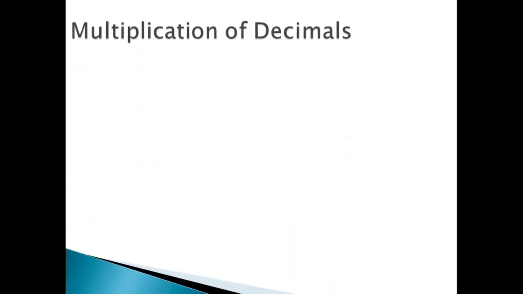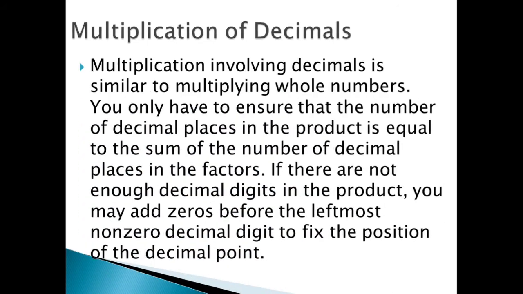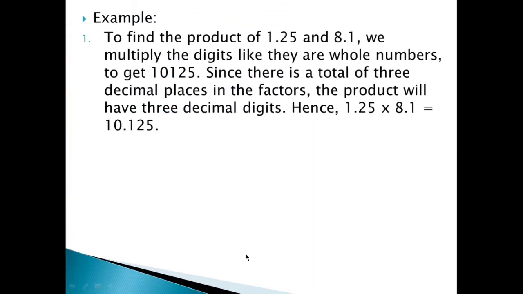So let's proceed to the multiplication of decimals. Okay, so multiplication involving decimals is similar to multiplying whole numbers. You only have to ensure that the number of decimal places in the product is equal to the sum of the number of decimal places in the factors. So, if there are not enough decimal digits in the product, you may add zeros before the leftmost non-zero decimal digit to fix the position of the decimal point. So, let's proceed to the given example.